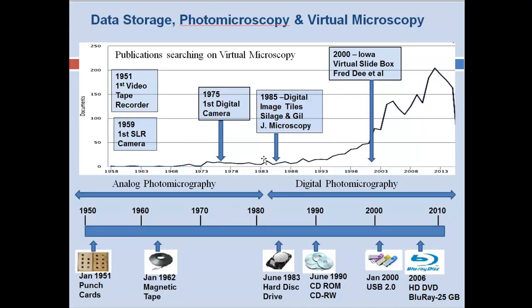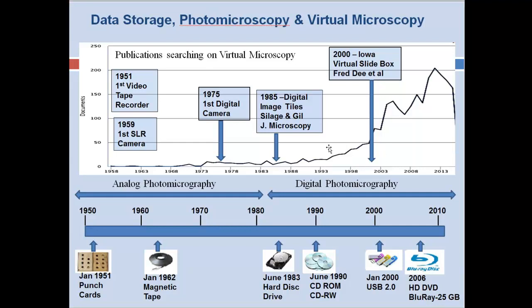If you consider data storage, photomicroscopy, and virtual microscopy, look at the black line beginning here in the graph, and then documents here on the left going up to 250 per year. If you start with 1958 and you progress, you see the publications of virtual microscopy. Now that's a more advanced microscopy where you are taking pictures through the microscope with a digital camera and even scanning whole specimens and making them zoomable.